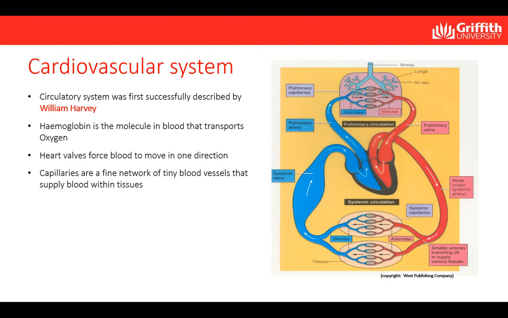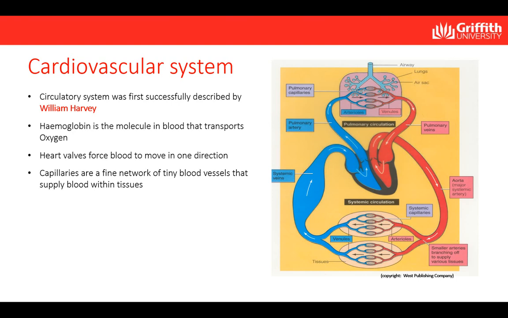Although Galen's theory of physiology of the circulatory system was widely accepted up until the early 1600s, it was nonsensical and was not based upon experimental verification. It was William Harvey who was the first to successfully establish the physiology of the circulatory system.